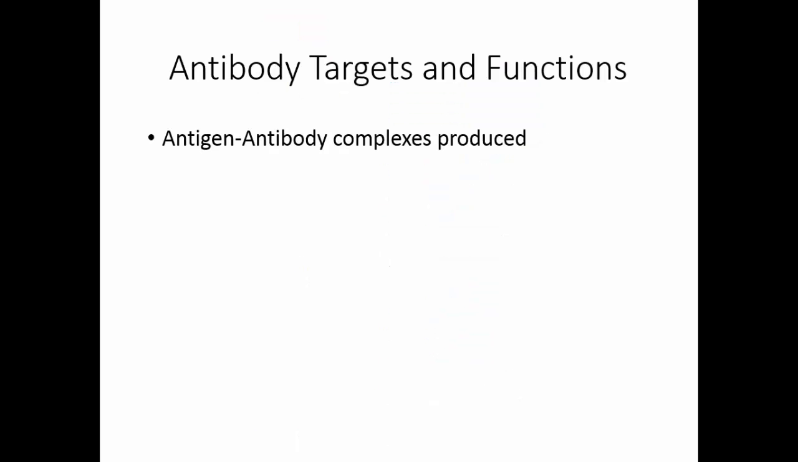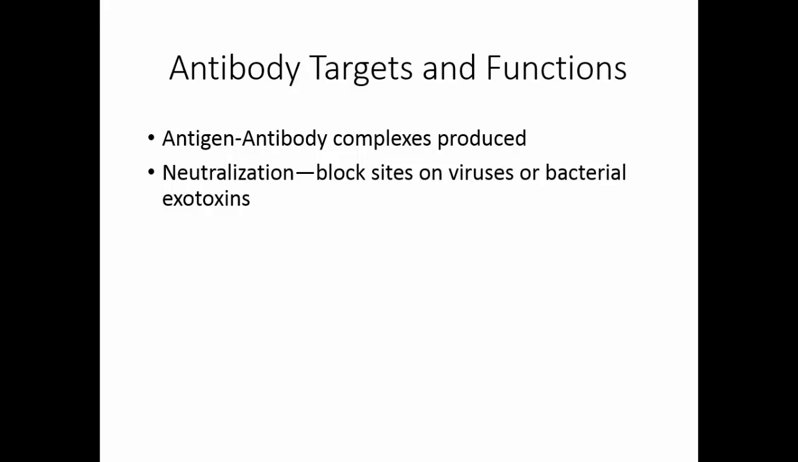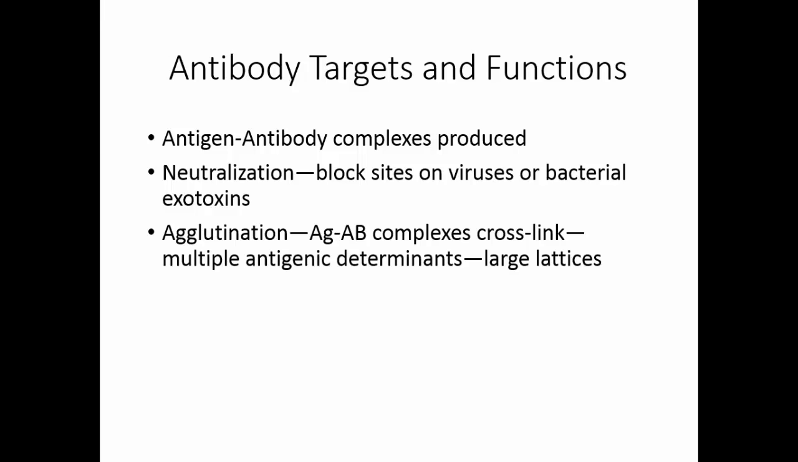Whenever antigens react with their antibody, we get antigen-antibody complexes. These can do different things. Antigen binding to its antibody can cause neutralization. That is, the antibody can bind to sites on viruses or bacterial exotoxins so that they can no longer be effective. Antigen-antibody complexes can cross-link.